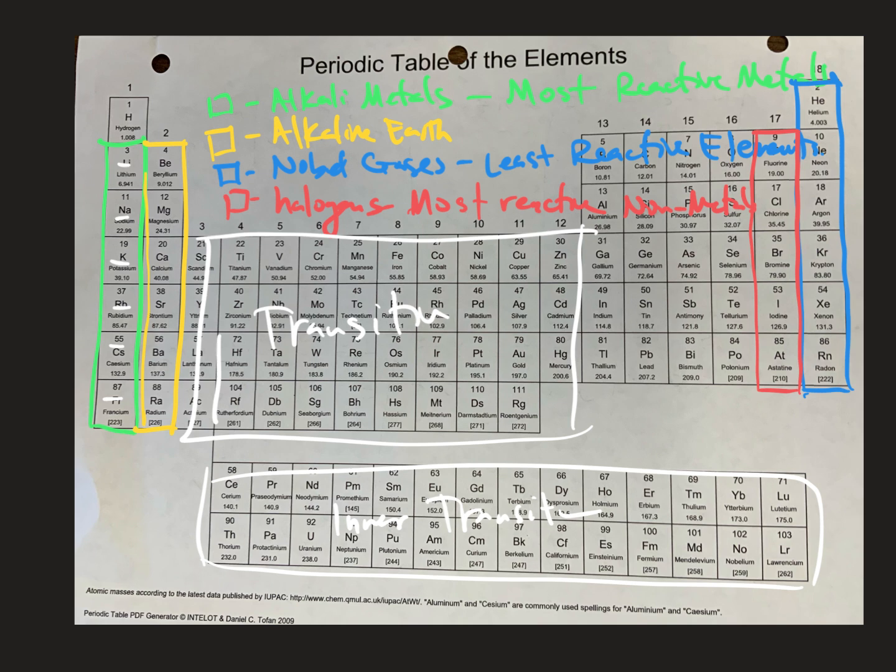Okay. So if you look at this, this is 57 and 72. What? 58 and 71. Do you see how it goes? Fits right there, in between there? Okay. That's why we call them the inner transition metals. Same thing here. We have 89, 104. This is 90 to 103. Good?